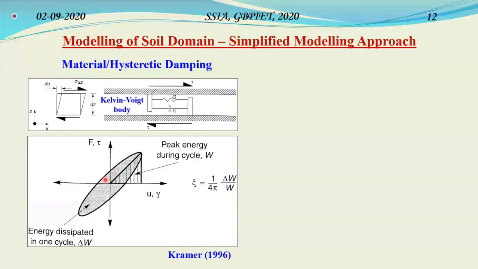So this is a plot of shear stress versus shear strain, or shear force versus shear displacement, and the loop which we get is called a hysteresis loop. The area within this loop actually provides the energy dissipated per cycle, and the area bounded by this shaded triangle provides the peak energy during that particular cycle. Based on this expression, basically on the ratio of energy dissipated to the peak energy, we can find out the damping ratio. So this comprises the material or hysteretic damping characteristics.